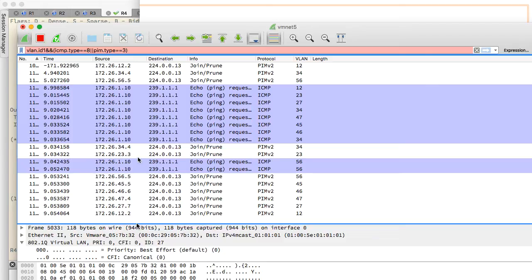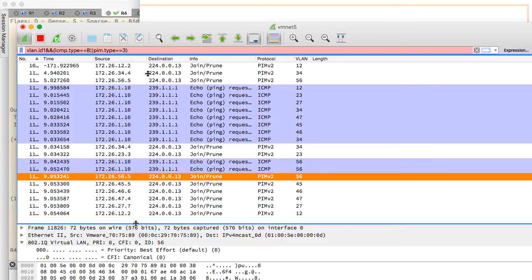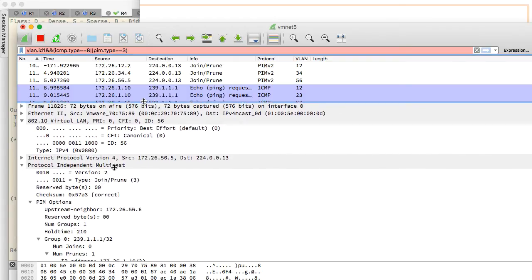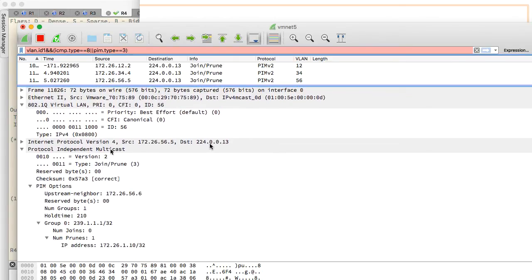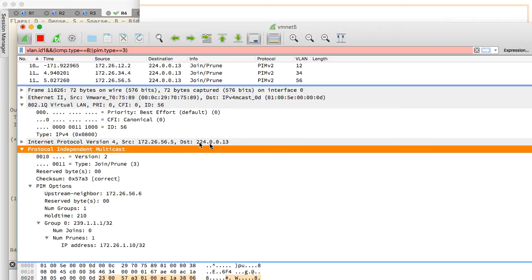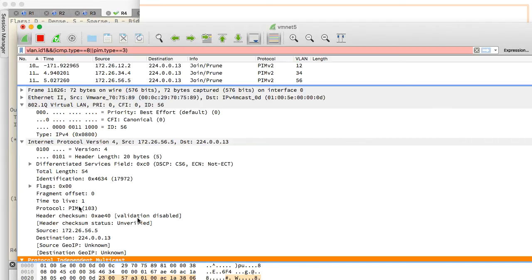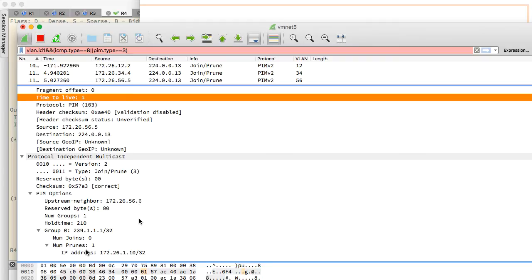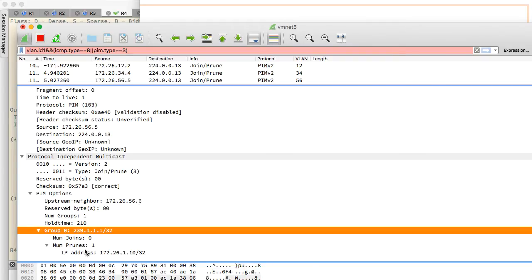So what are these prunes for? Let's take a look at one of these actual prunes. We know it should be a prune, it shouldn't be a join. It's Protocol Independent Multicast, going to destination IP 224.0.0.3. It should also be a TTL of 1, and right now it is a TTL of 1. And then in the actual PIM message, there is a group that is identified. That looks like our group, 239.111.